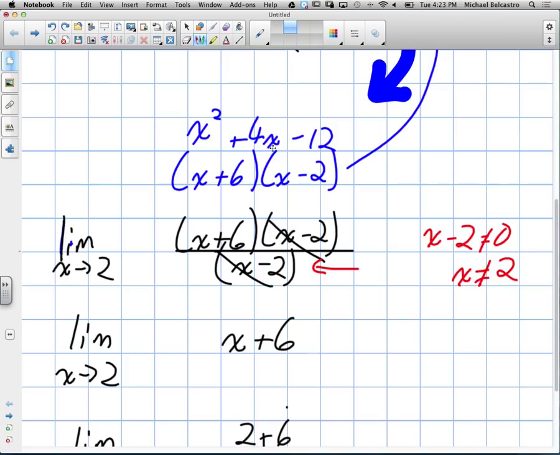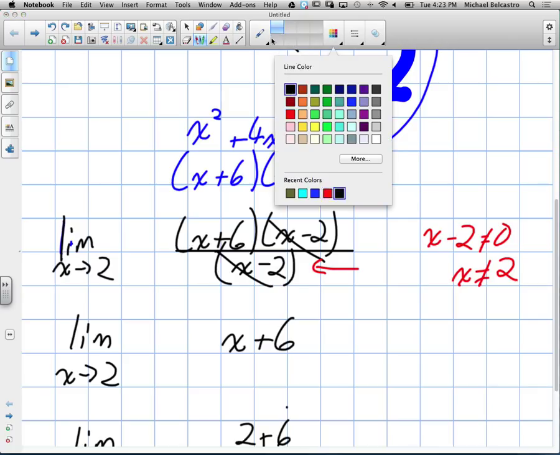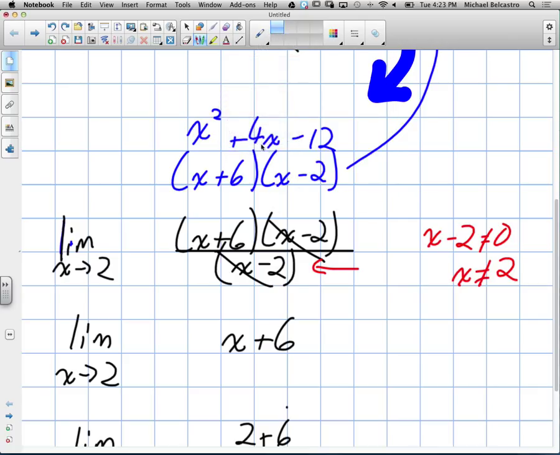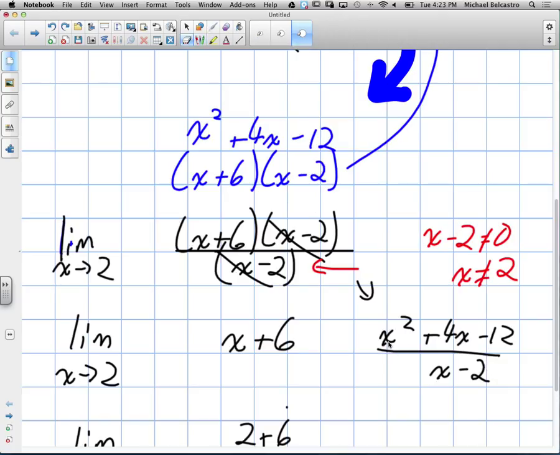Quickly looking at this here, I guess I better rewrite it. I'll write it in its standard form on top. So another version of this would be x squared plus 4x minus 12 divided by x minus 2. Actually, I lied. If we're finding horizontal asymptotes, are there any horizontal asymptotes we can think of? No.